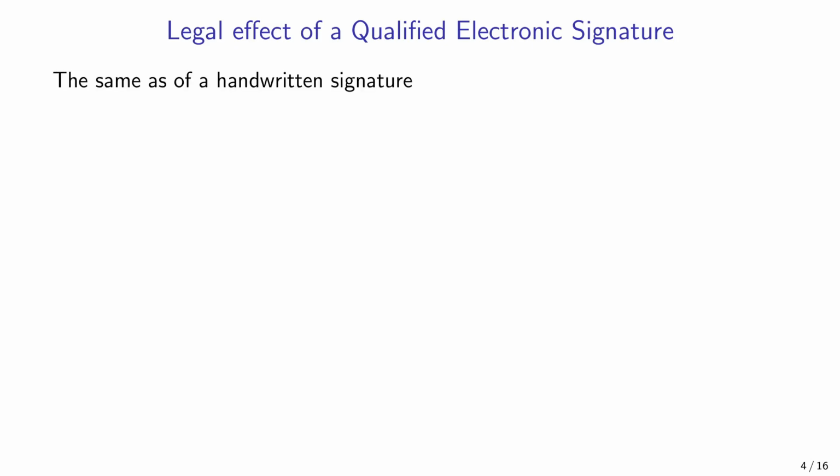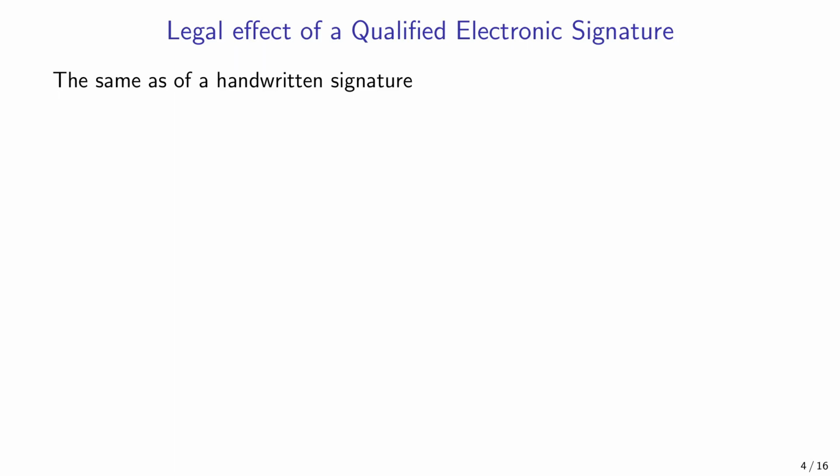So, the law says that qualified electronic signature has the same legal effect as a handwritten signature. But what does it mean in practice? Why would we need a handwritten signature at all? What does a signature provide us that we could not do without it?